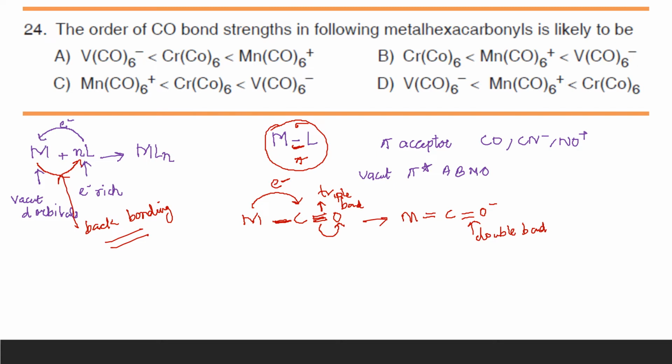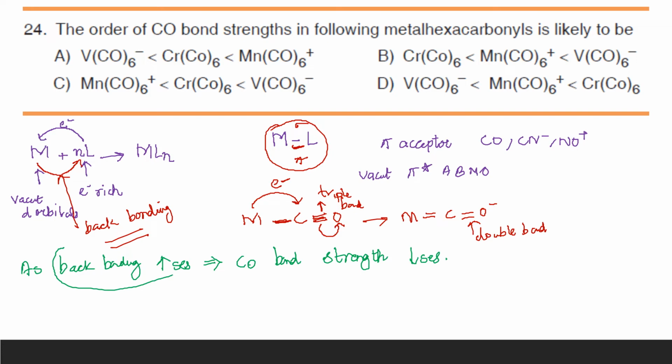Therefore, we can arrive at a conclusion that as back bonding increases, then the CO bond strength decreases. Okay, so this is what is taking place. And when does this back bonding increase?